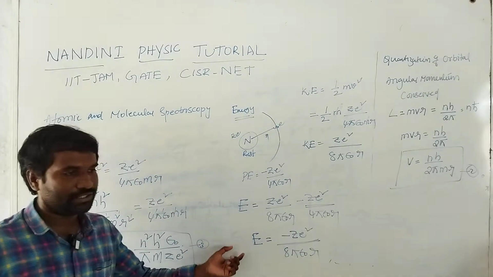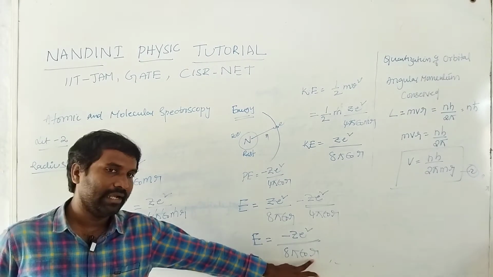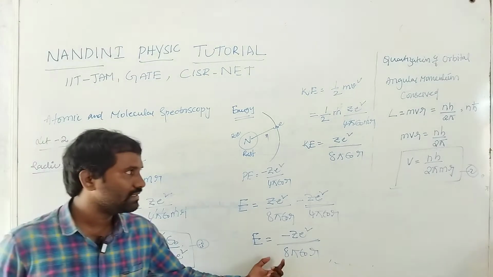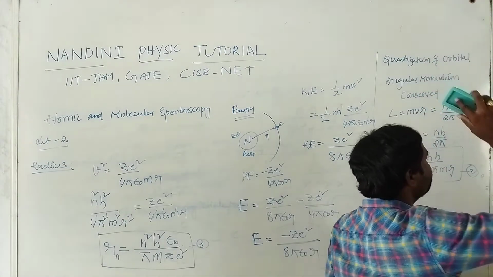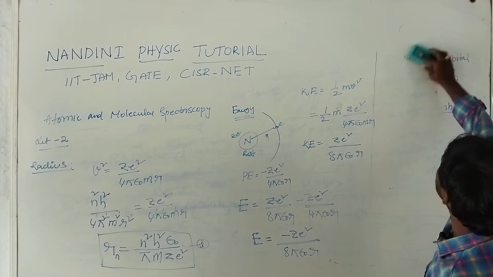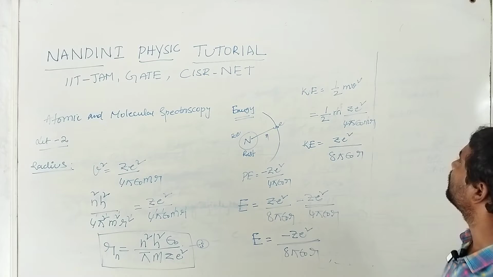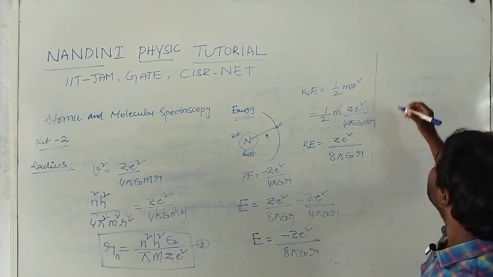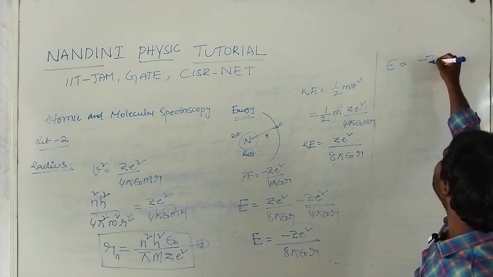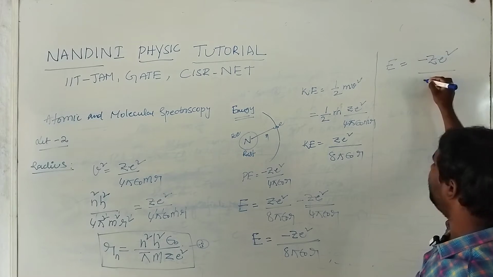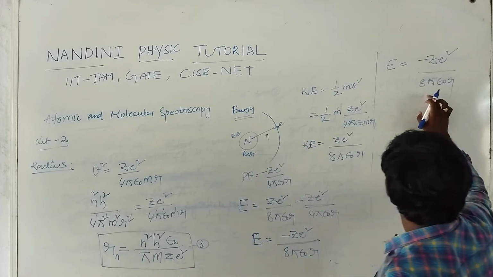So this is your energy, but this energy is already indicated by radius. So simply substitute the radius term in this equation, you will get the final energy of the atom. So this is the energy, capital E is equal to minus Z e square divided by 8 pi epsilon naught r. Okay, simply substitute this radius value in the above equation.